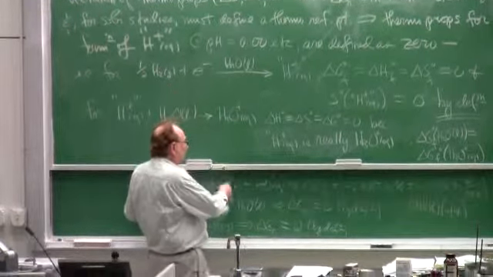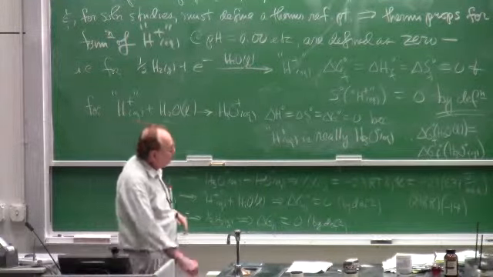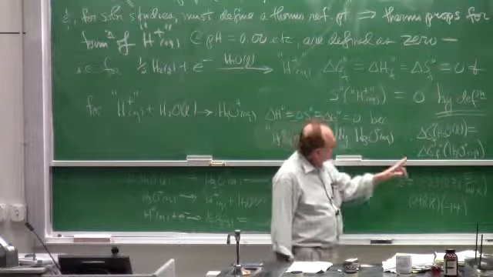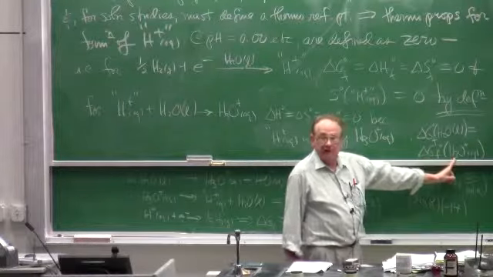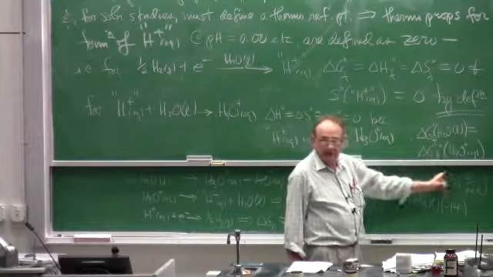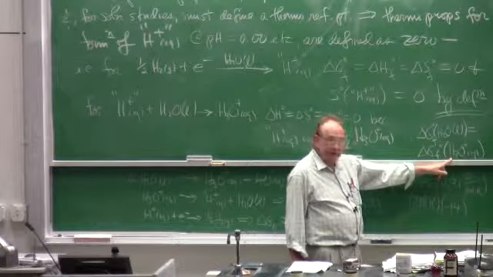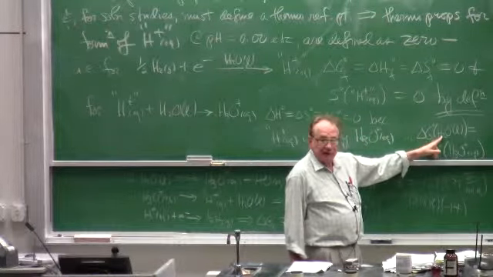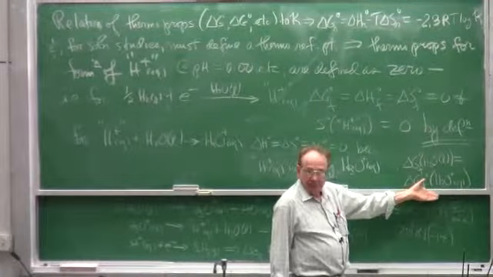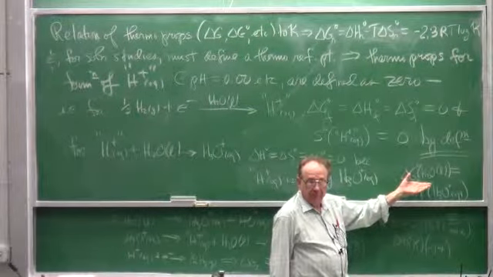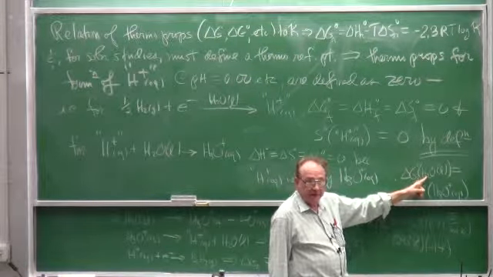So, since delta H, delta S, delta G for this reaction is 0, it must be true that the standard free energy of formation of the water molecule and the standard free energy of formation of the hydronium ion itself are equal to each other. Right. If I made this by adding an H plus to this, which has got a bunch of zeros for these thermodynamic properties, then delta G sub F super 0 for this is equal to delta G sub F super 0 for this.